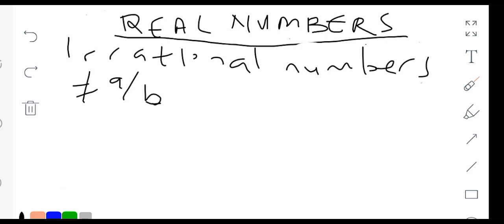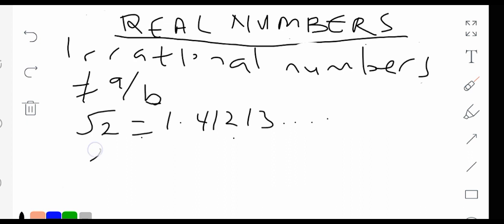So let's quickly look at an example. Square root of 2 is one of the irrational numbers. Square root of 2 will always give us 1.41213, and it keeps going like that.